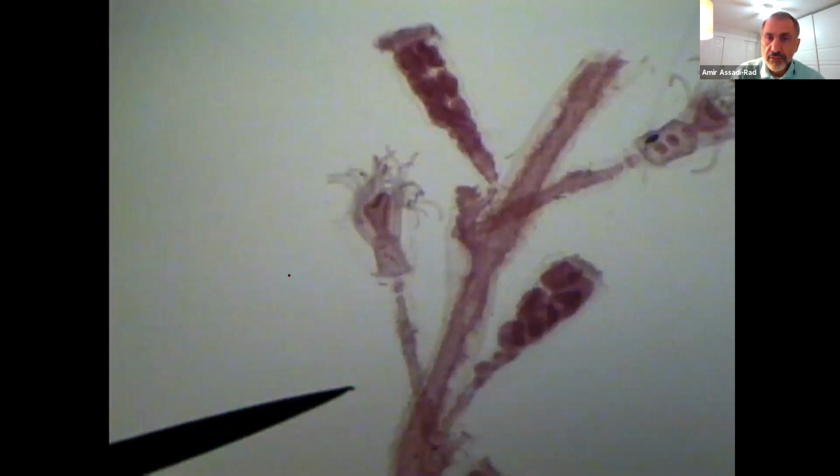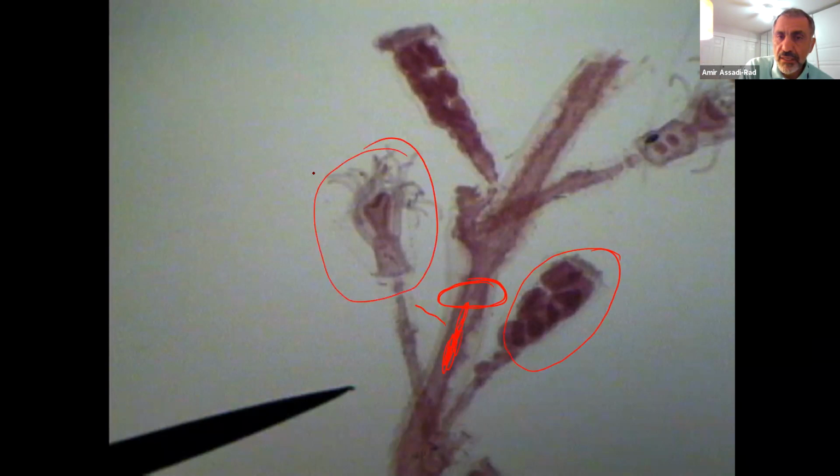This is Obelia. So this main structure, all of it is called hydrocaulus. The very outside of it is perisarc. The inside, all of the red, is coenosarc. This is gonangium, a colony. This is hydranth, a colony. These are tentacles.